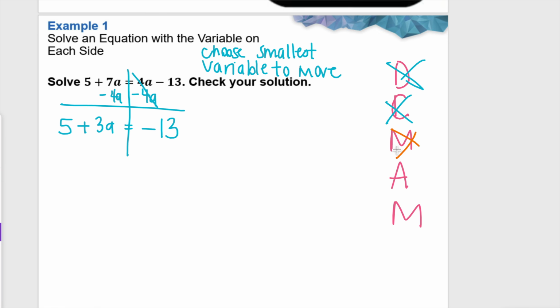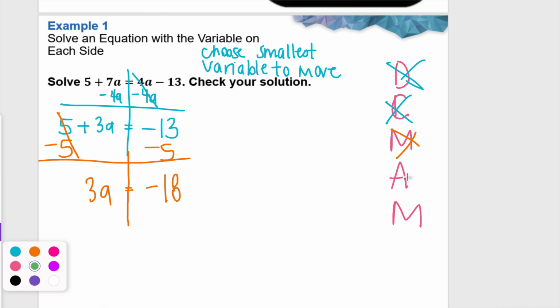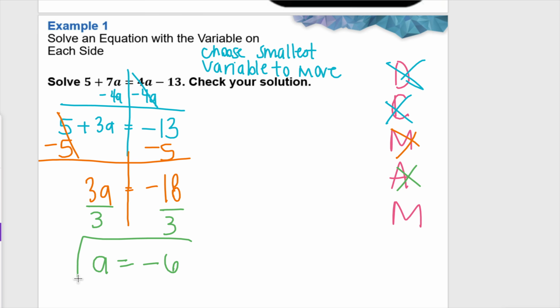Next, I'm ready for my adding or subtracting. In order to get 3a by itself, I'm going to subtract 5 from both sides since that's a positive 5. And again, apologies about end of the school day, bells and announcements, so we'll get through it as much as we can. 5 minus 5 cancels out. 3a is all that's left. And then negative 13 minus 5 is going to give me a negative 18. I'm done with that fourth step, so now I'm ready for step 5, which would be multiply or divide. I'm going to divide both sides by 3 so that a is equal to negative 6.